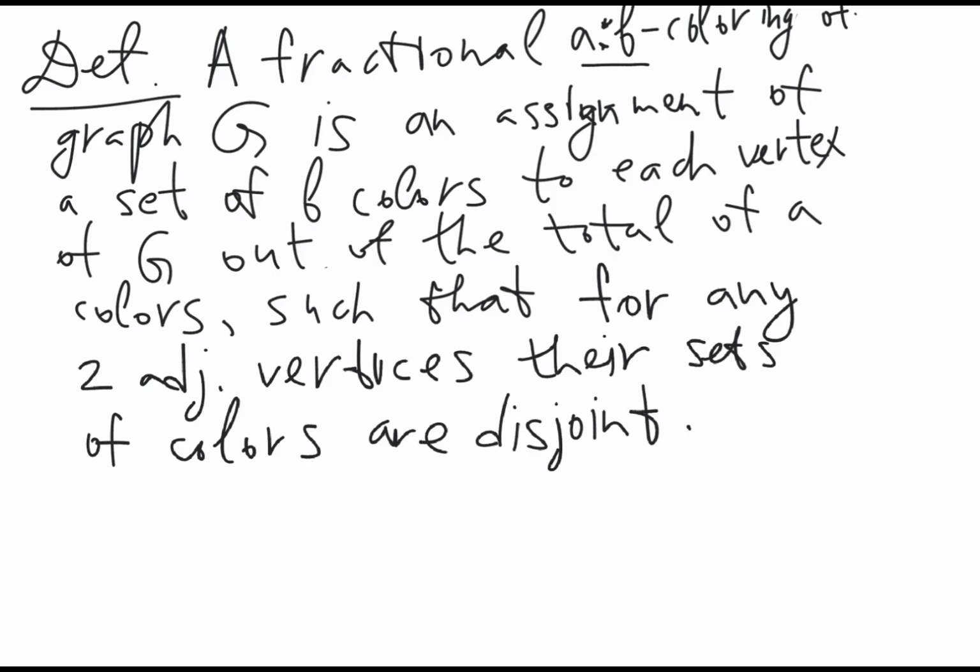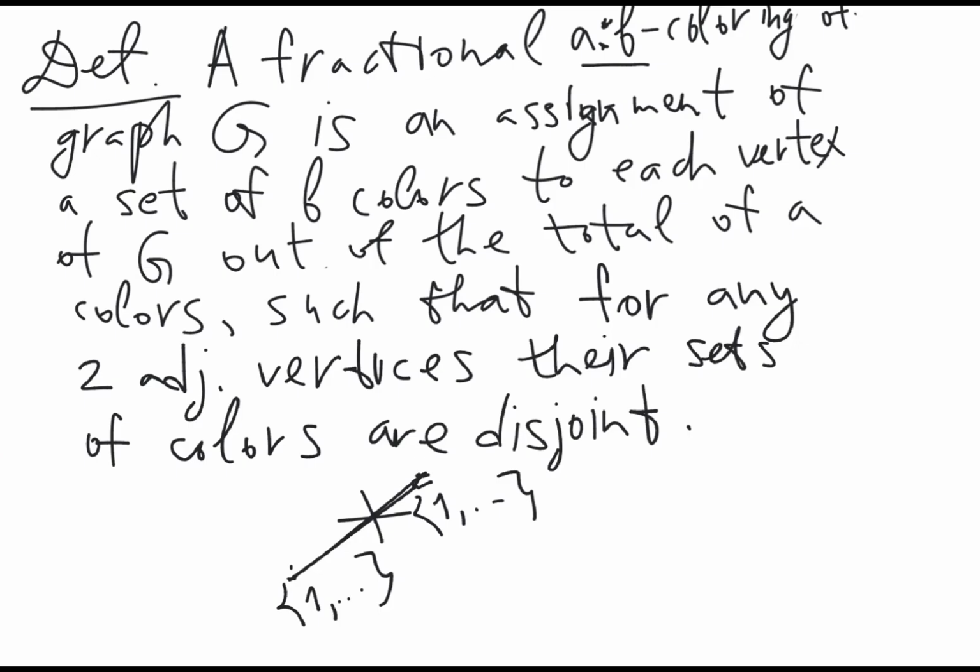Yeah, so that's the full definition. So a color is prohibited to appear at the end of an edge. Like if we have an edge in a graph, then the same color cannot appear in the set. So it's one something and here one something. So this is prohibited. These 2 sets must be disjoint at the end of any edge in the graph.